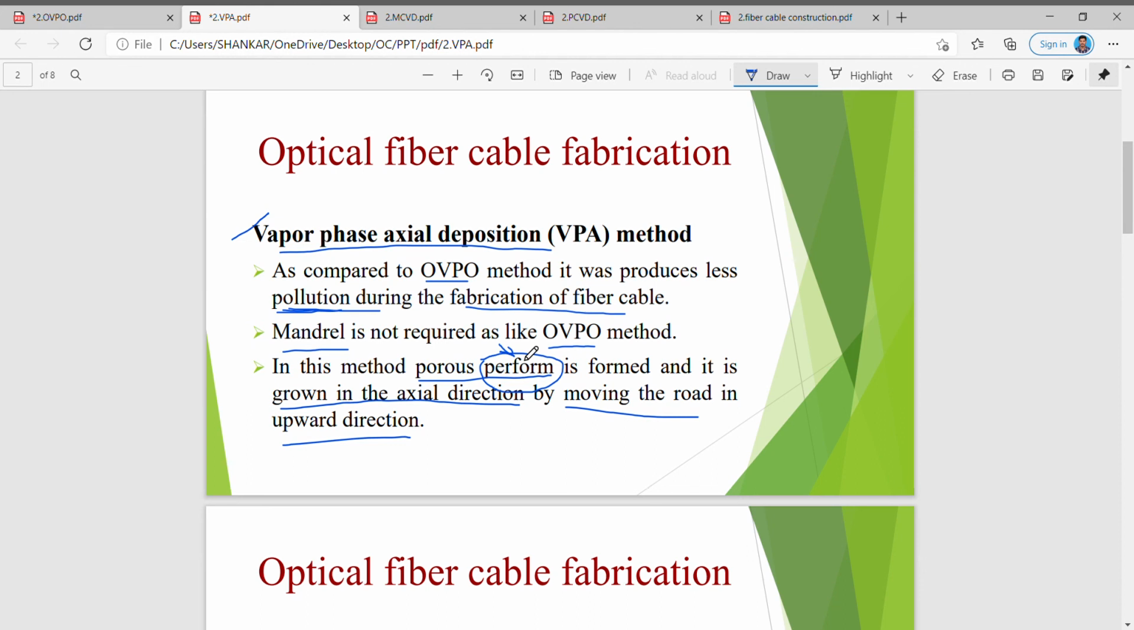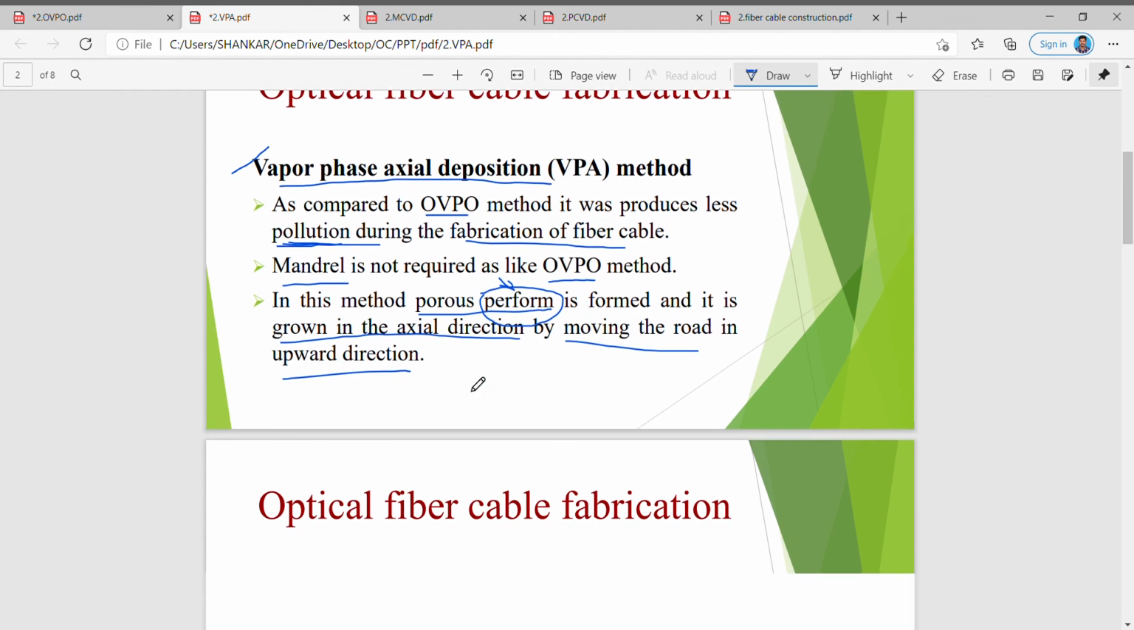Okay, in this method there is a preform. That preform is used to form the core and cladding materials. See here, in this method the porous preform is formed and it is grown in the axial direction by moving the rod in the upward direction. As we know, how the preform is formed by using the torches, we are generating the glass particles. Those glass particles are converted into a glass form by rotating the rod in the axial direction. By the rotation of that rod in the axial direction, whatever the reaction will be in the chamber.